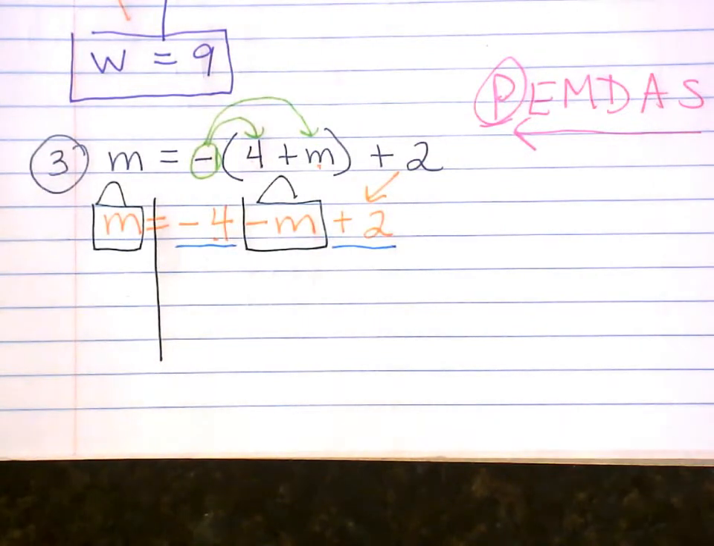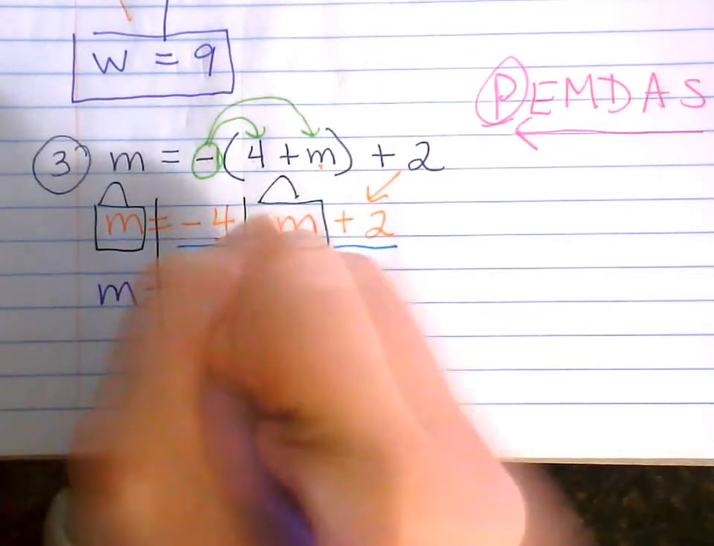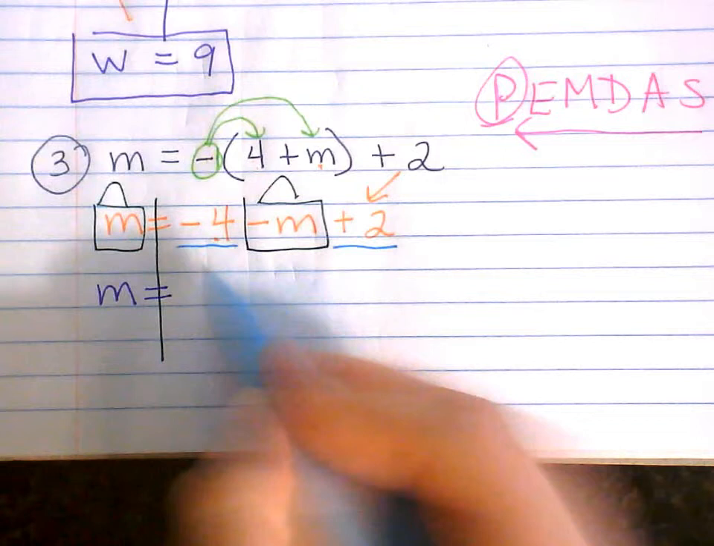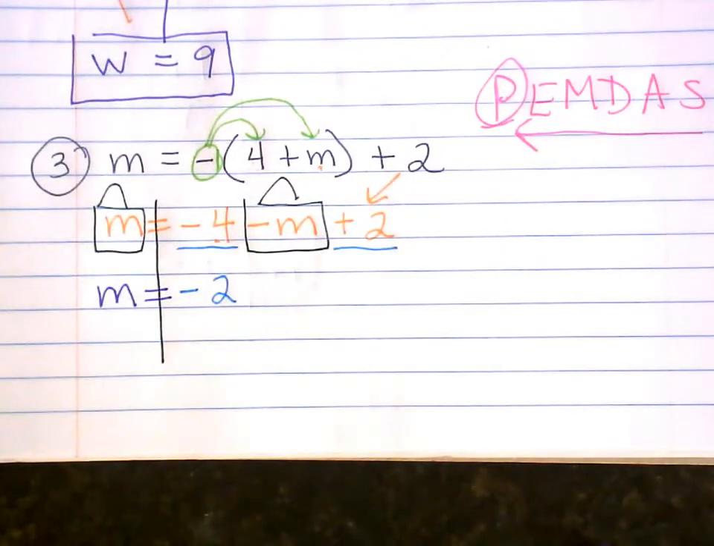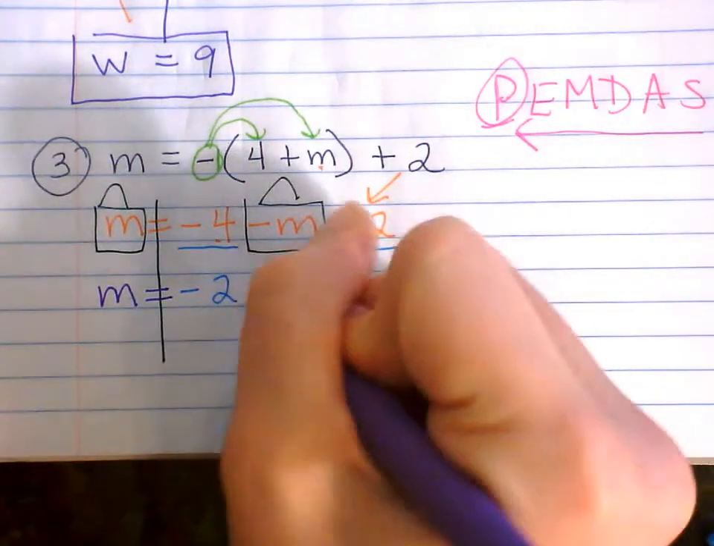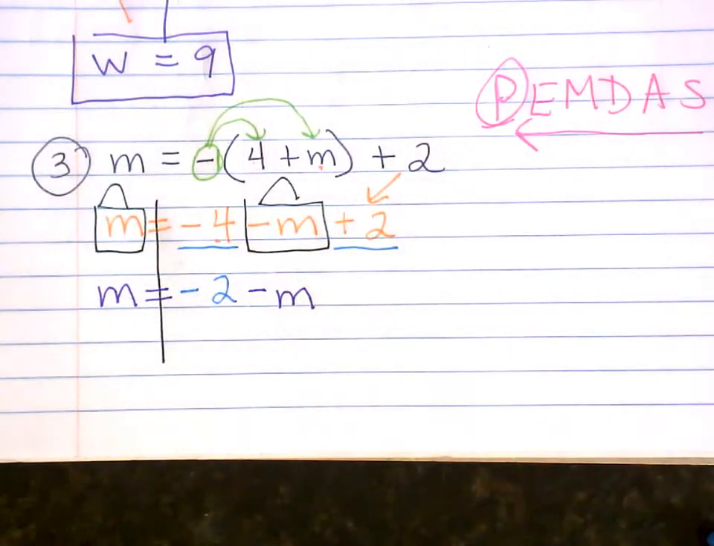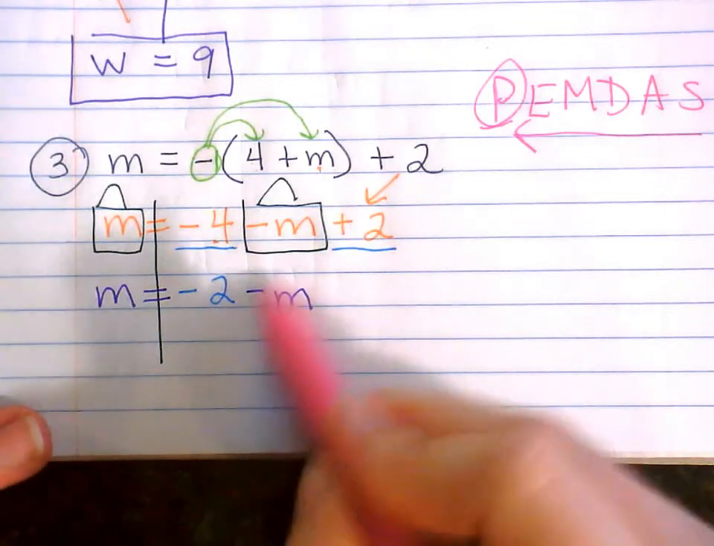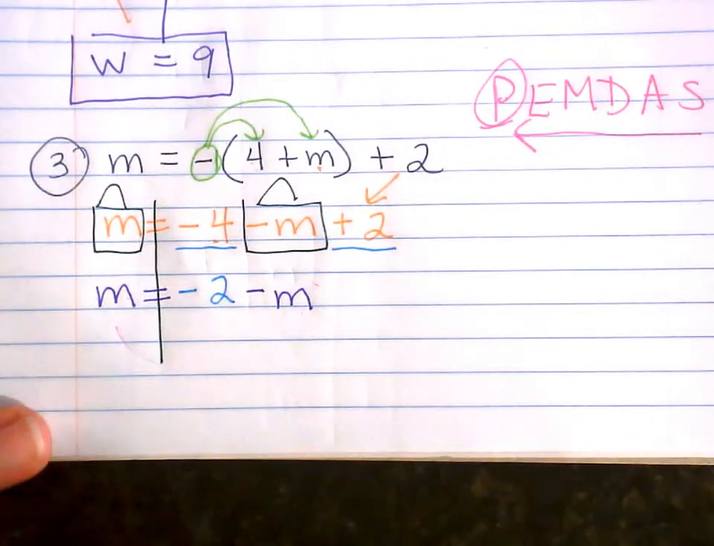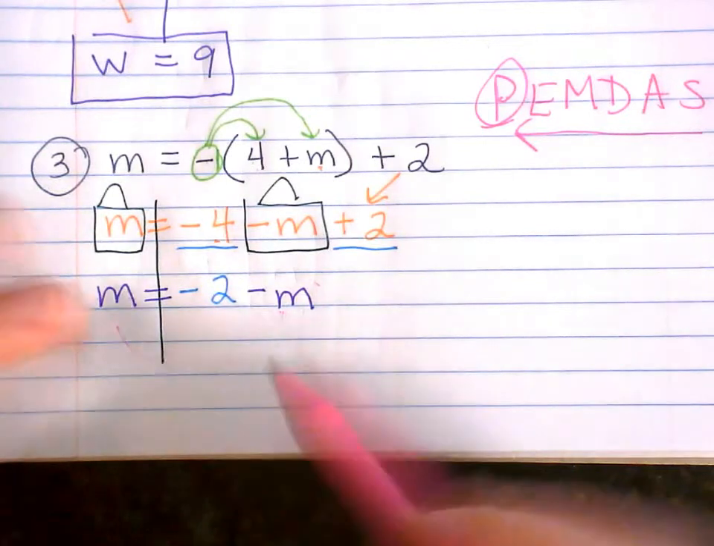They're constants. They don't have a variable. So that leaves us with m equals, well, what's negative 4 plus 2? Negative 2. And don't forget, that's a minus m. That's a negative m. Well, this looks funky. How are we going to get this negative m over there? What do you think? We need to get rid of it on this side. We just need them on one side.